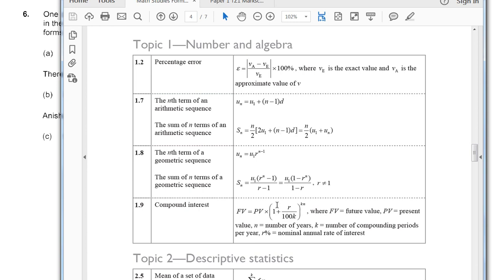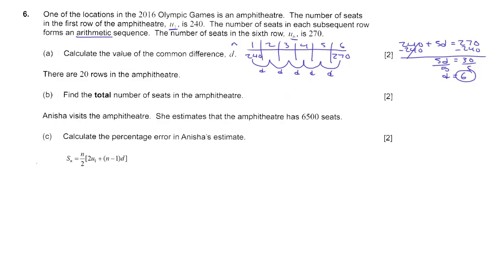Okay, so let's copy that formula down and use it. So here's our formula. The sum is going to equal n, the number of terms in the sequence, right? So there's 20 rows, so that's going to be our n. So we're going to do 20 over 2 times 2 times u sub 1. That's our first term. U sub 1 is 240. So 2 times 240 plus the number of terms, which again is 20, minus 1, all times the difference, which we just found over here is 6.